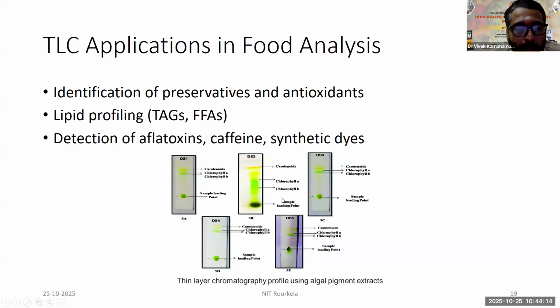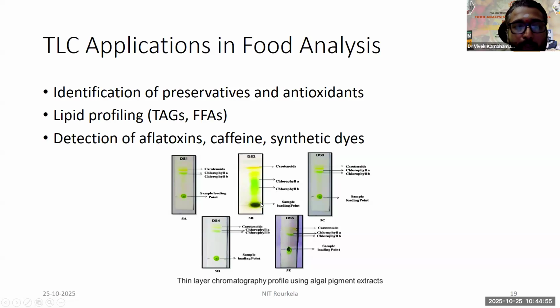See in this particular picture, thin layer chromatographic profile using algal pigment. Okay, the chlorophyll A and chlorophyll B identification was done. If you place the algal material here, okay, and you just insert it into the organic solvent, what will happen with respect to time? The solvent travels towards the top. There will be different color absorption. Based on that, you can identify which one is carotenoids. Carotenoid color is different, chlorophyll A color is different and chlorophyll B color is different. Based on that, you can easily identify.